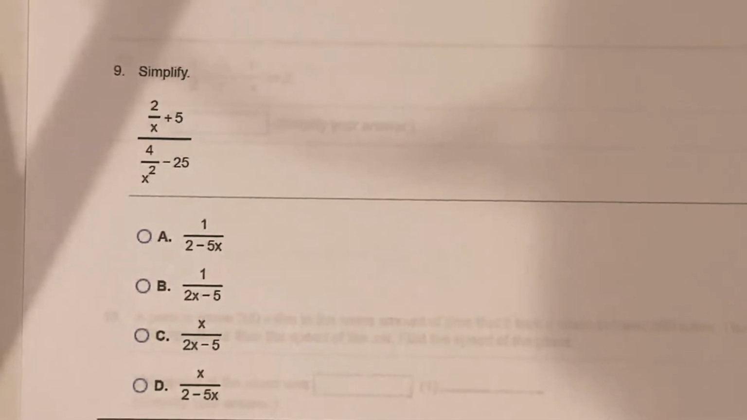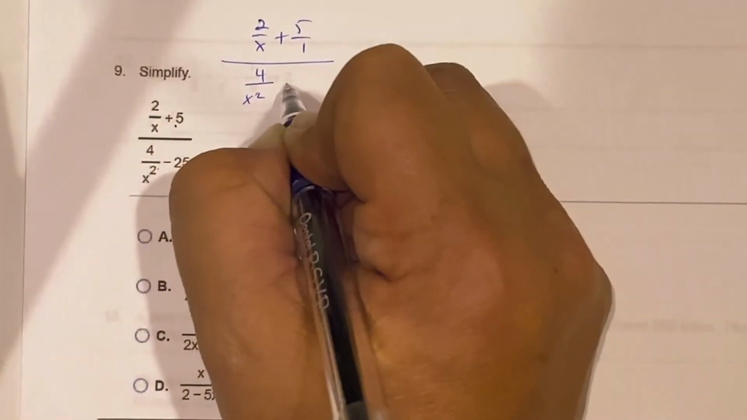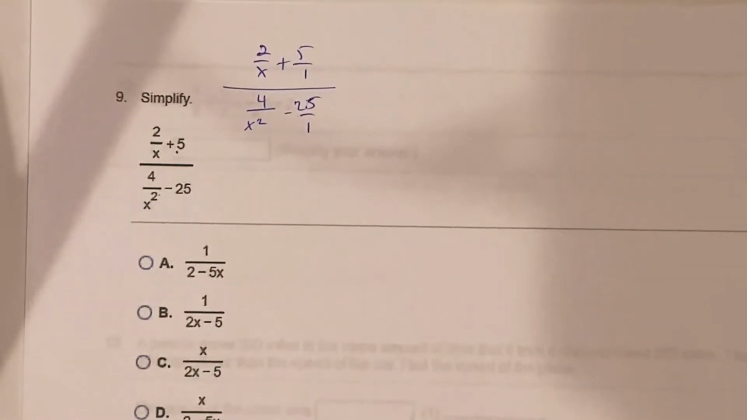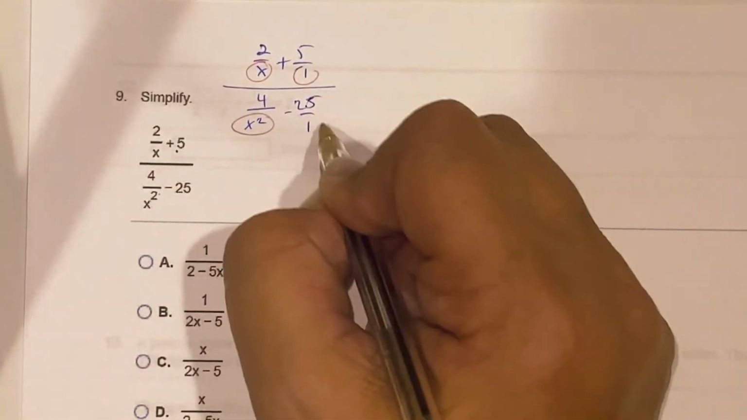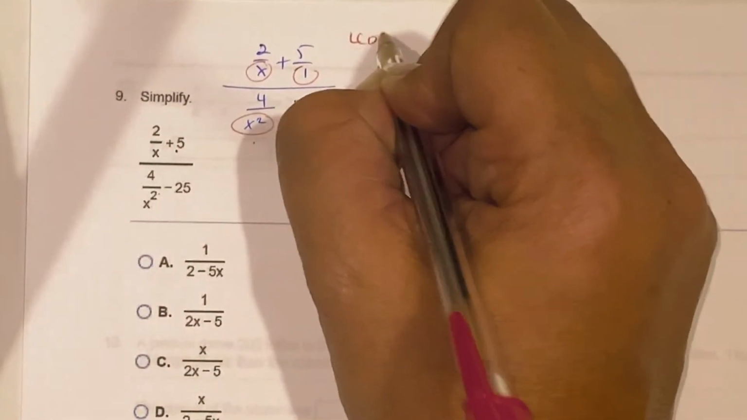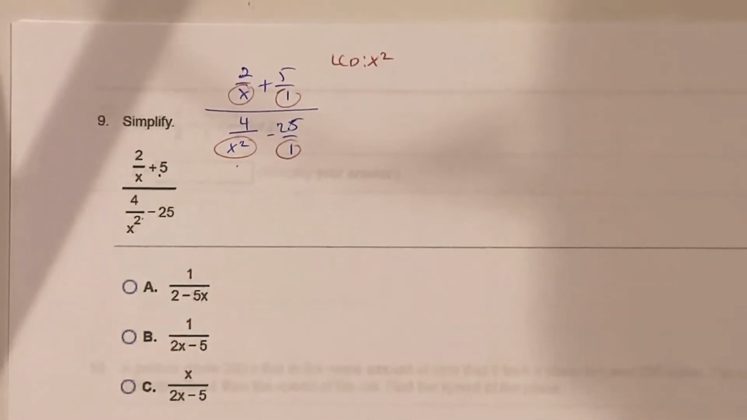Okay, on number 9, it said simplify. First thing I noticed is a fraction plus a whole number, another fraction and a whole number. So first thing we're going to do is make them both fractions. So I'm going to get 5 over 1, and then we have 4 over x squared minus 25 over 1. Then you're going to look at your denominators to find your LCD. So I circled all my denominators, and they all have x squared as the highest power, so the LCD is going to be x squared. That is what you're going to multiply every single one by.